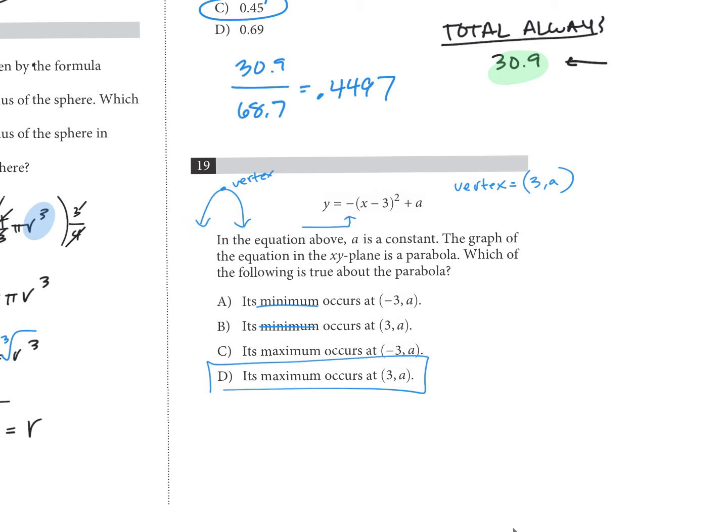So right away, you can eliminate A and B because those are talking about minimums, and this parabola clearly doesn't have a minimum, it has a maximum. So it's either C or D. Now the question becomes, what is it? The maximum occurs at the vertex, and I know that because this is in vertex form, the vertex is 3, comma A. So that's the answer, D.